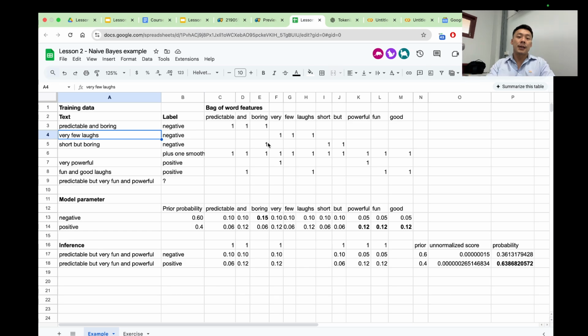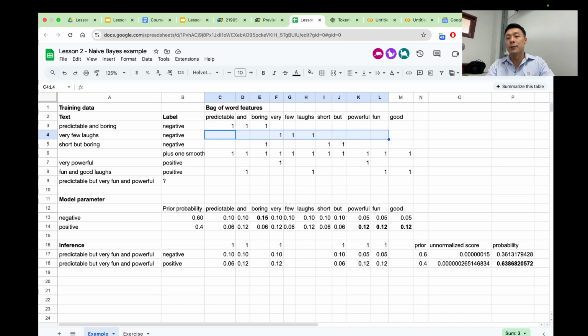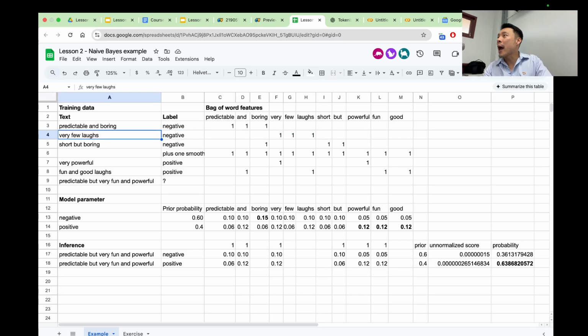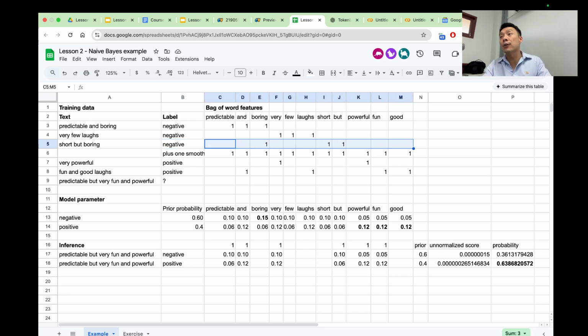Very few laughs. And then your feature vector looks like this, 0, 0, 0, 1, 1, 1, 0, 0, 0. So a lot of them would be 0, because if your text has 100 words and your vocab is 30,000, then you have 29,000-something zeros, a lot. Short and boring, again, you have a feature vector that looks like this. Hope this is more concrete now, what I mean by a feature vector. So yes, this is feature engineering. You choose what vocab you want to include in your count.